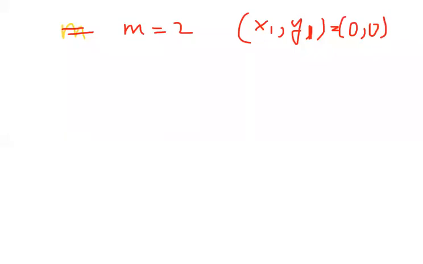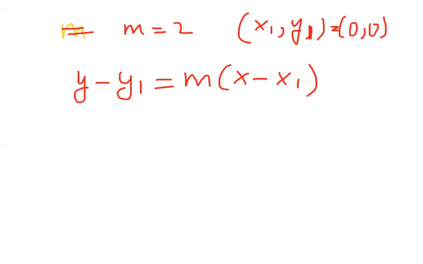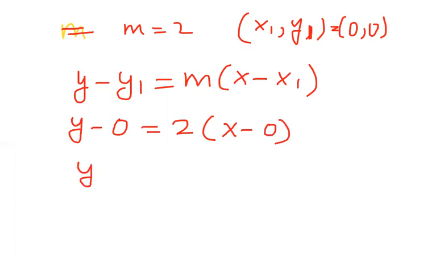So the equation of this line, the equation of a line passing through a point, is y minus y1 equals m(x minus x1). Now y minus 0 equals 2 times (x minus 0). So y equals 2x is the equation of the line which passes through the origin and has slope 2. I suppose we are able to think on it.